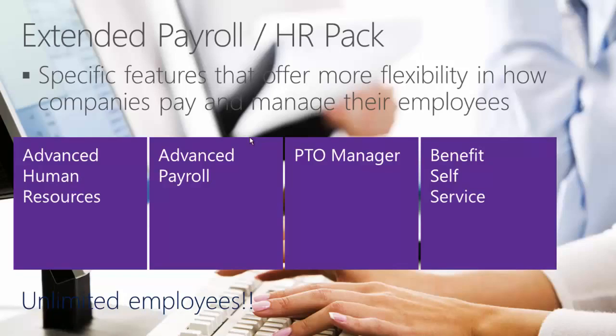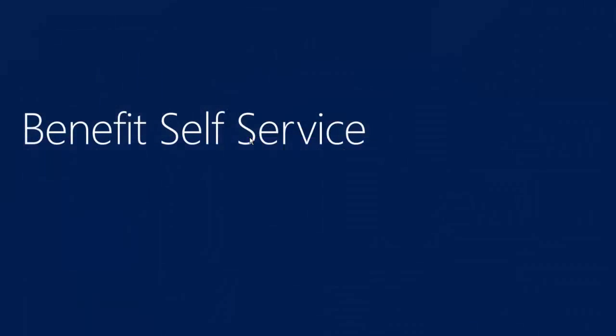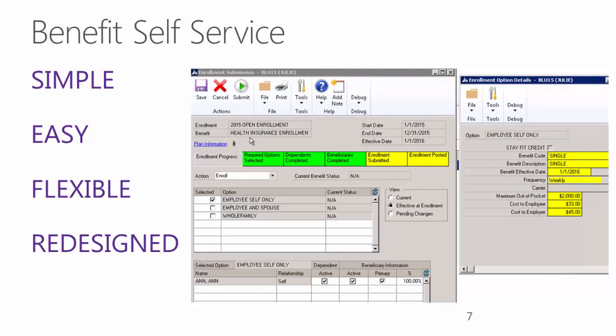So for everything I am showing you today, you need this extended pack in your registration in order to deploy benefit self-service. This is all now changed as well from GP 2013 and forward, where it's unlimited employee count and the pricing is not based on your employees. I just want to show you a few slides before we get into the demonstration. For benefit self-service, I say it's gotten simpler: it's easy, flexible, and redesigned. Those are some keywords I can use as I demonstrate what we're going to see today.